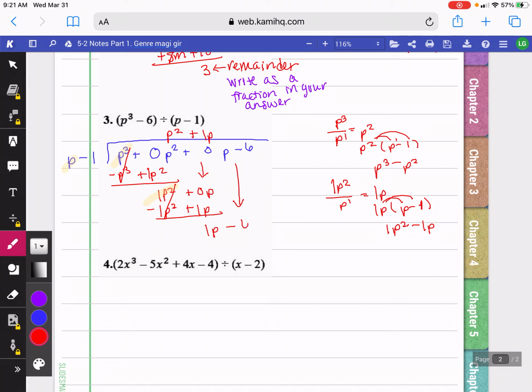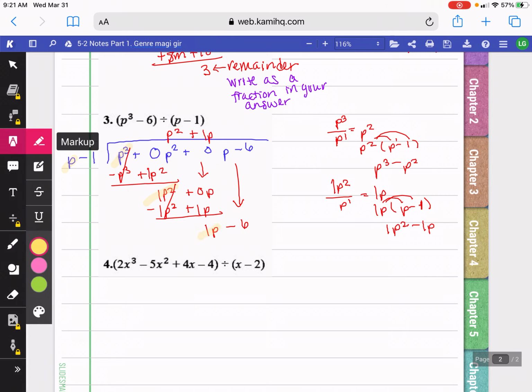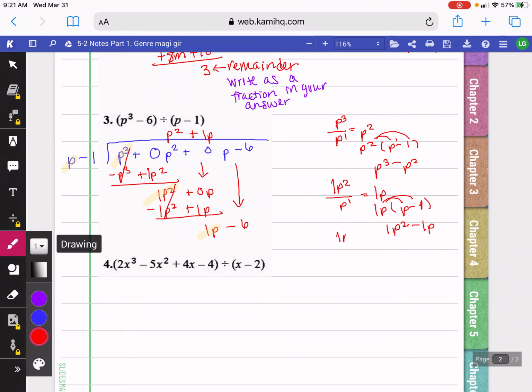Now I can bring down the minus 6. So my new first term is a 1p. And I'm going to divide that by p. Here my p's cancel. So I'm left with a positive 1. And then I can do 1 times p minus 1. That just stays p minus 1. Here I would write negative p plus 1.